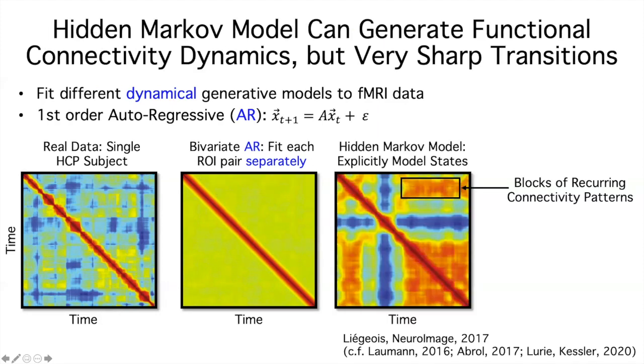On the other hand, if we fit hidden Markov models to the data, we can generate recurring connectivity patterns, because hidden Markov models explicitly model brain states. We can interpret this as evidence for discrete brain states. But it is worth noting that hidden Markov models tend to generate connectivity dynamics with very sharp transitions that you do not see in real data.